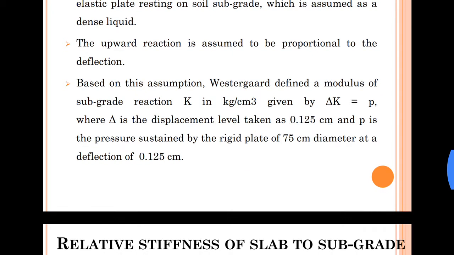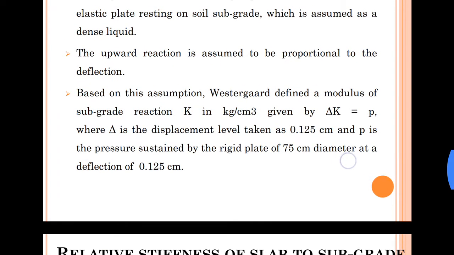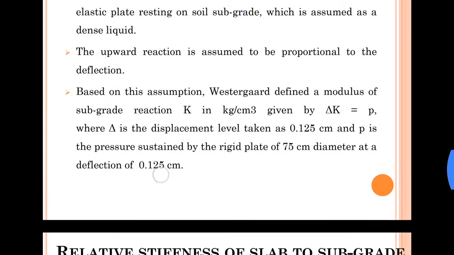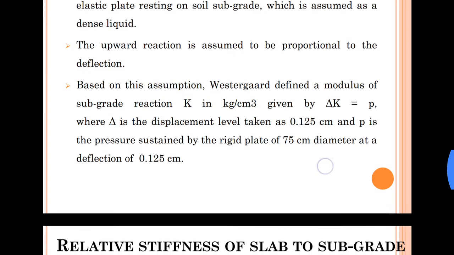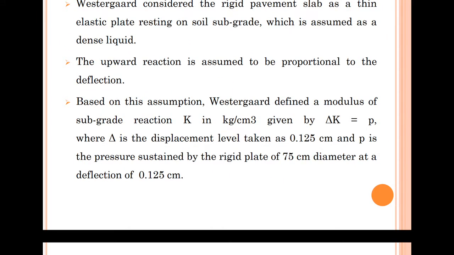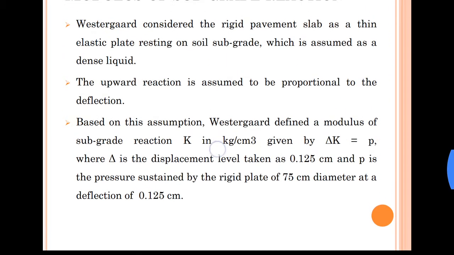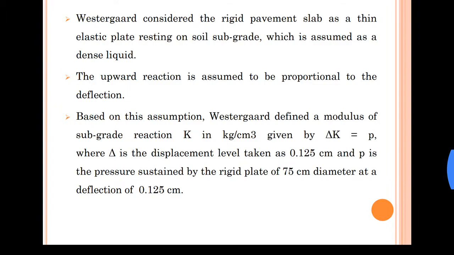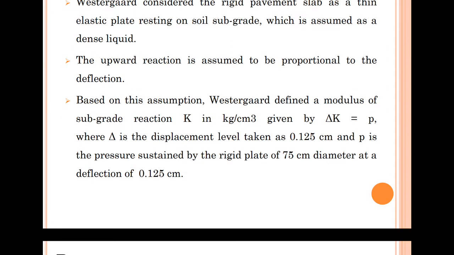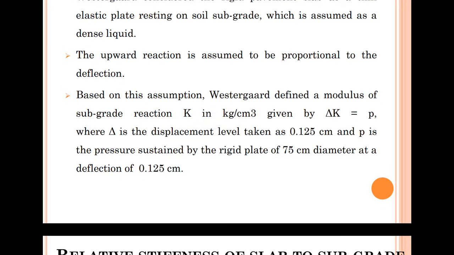So we conduct the plate load test using the standard plate of diameter 75 centimeters. Then when there is a deflection of 0.125 centimeters, at that penetration, we take the load value, then we convert it into stress. That stress divided by 0.125 would give us the modulus of subgrade reaction, that is capital K.